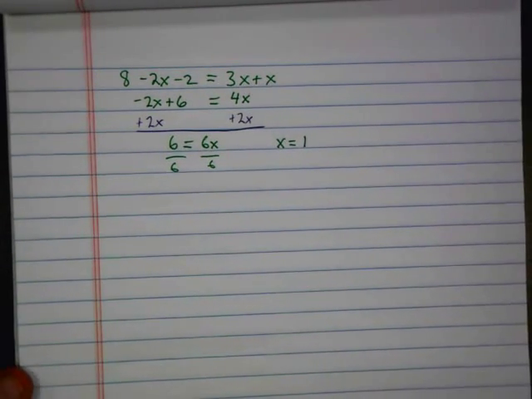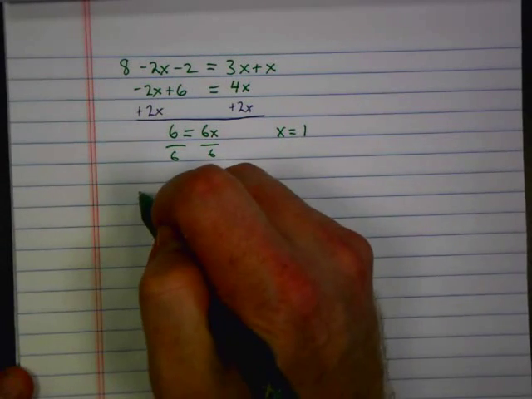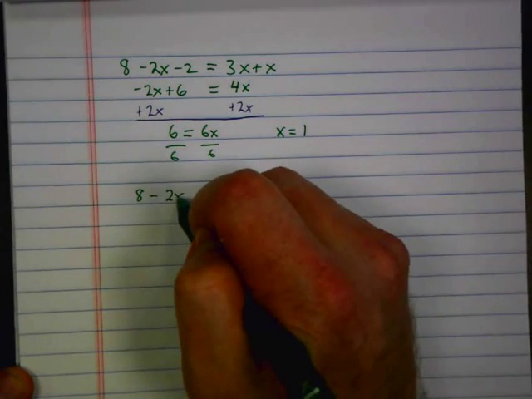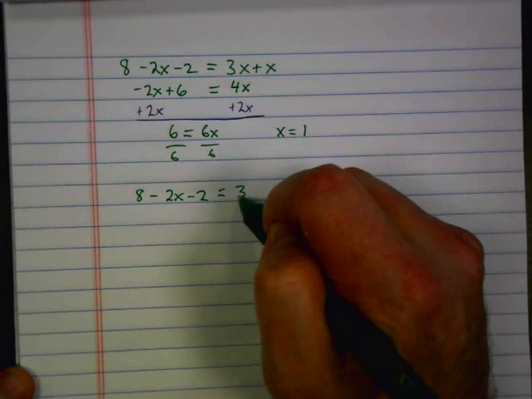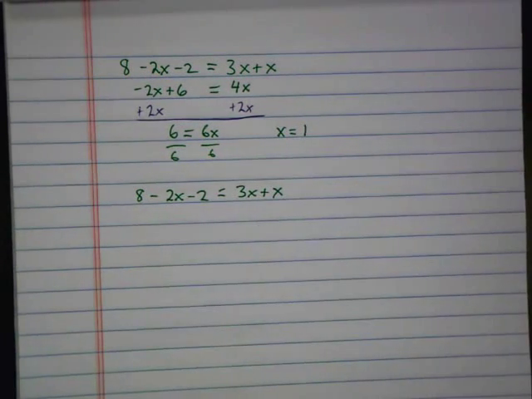All right, I'm going to do the same problem again, but I'm going to do it wrong, and you're going to tell me what I did wrong. So there's the exact same problem. 8 minus 2x minus 2 equals 3x plus x. I'm going to do this.